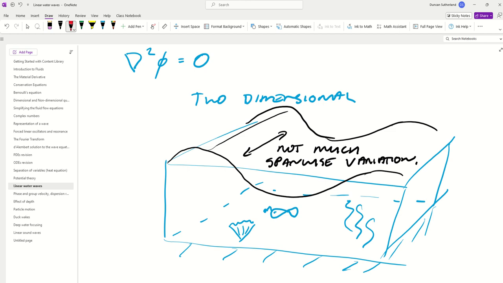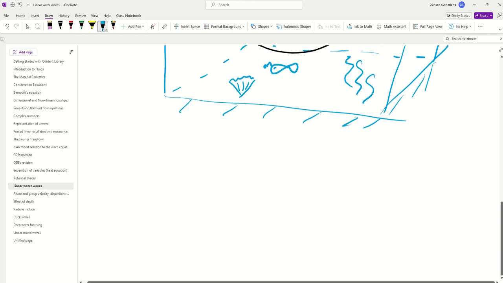Because if you slice along that line, or you slice along that line, you're going to get pretty much the same picture. So we have a two-dimensional Laplace equation controlled by boundary conditions. Remember that Laplace's equation is entirely driven by the boundary conditions.